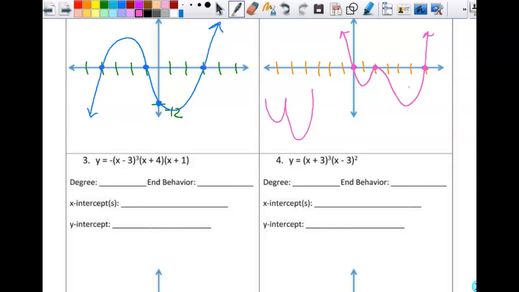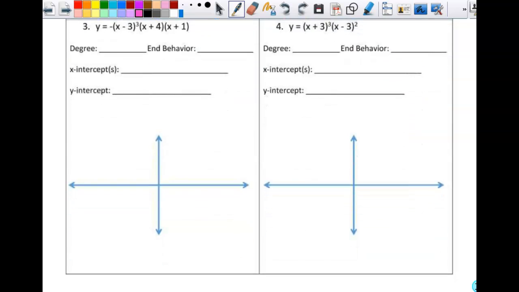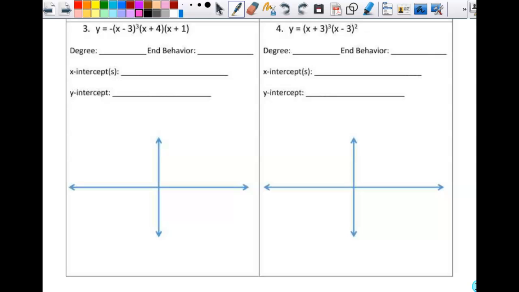All right, let's look at number 3. I have 3 factors, but what would the degree be? 5. Do we all understand why it's 5? Anybody need a clarification? Okay. That is odd. Odd means the ends are opposite. Up, down, or down, up? Up, down. Good. If you don't understand why it's up, down, speak now.